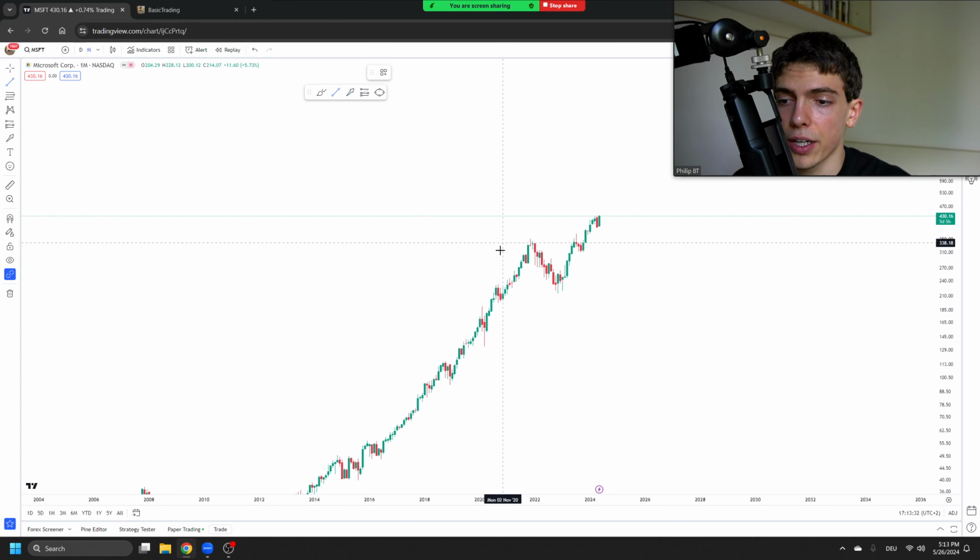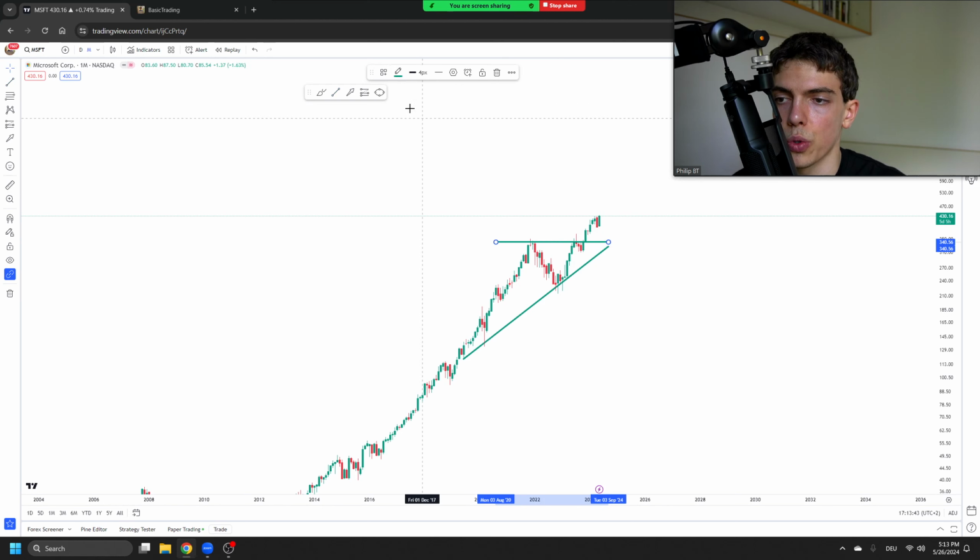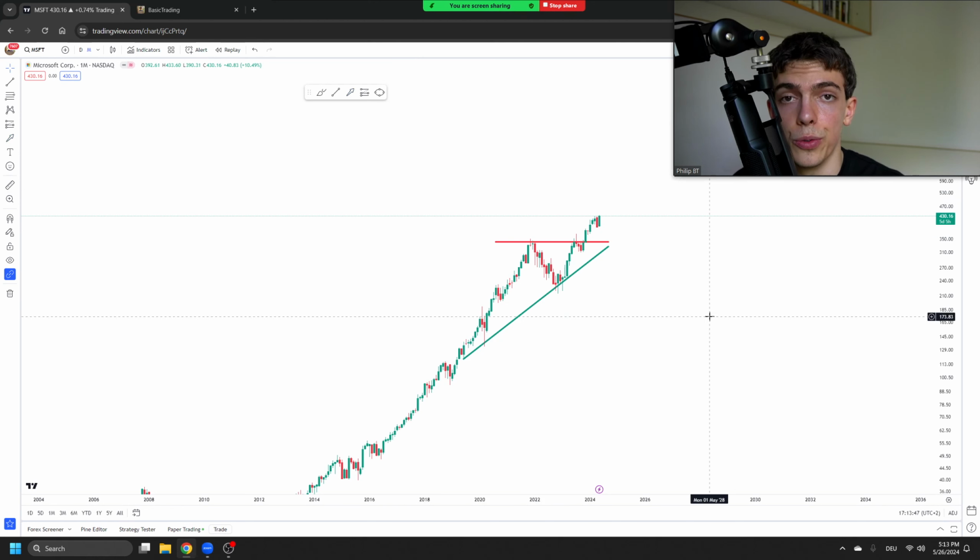But if we look at Microsoft, there is a very clear ascending triangle formation if we're just connecting those previous lows right here. And on the other side, of course, we need a second line, which is this upper resistance. We are simply connecting those 2 previous highs, and voila, we do have an ascending triangle formation.